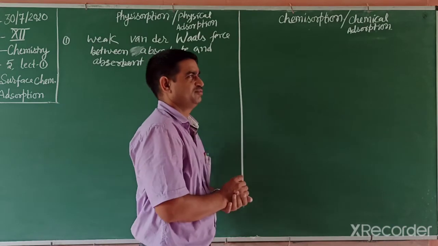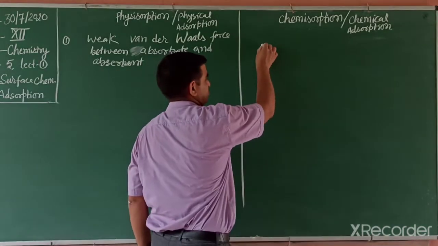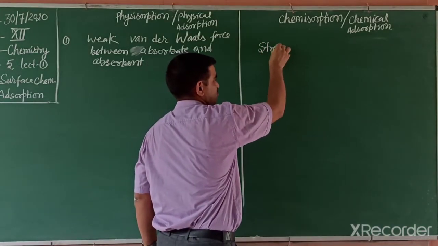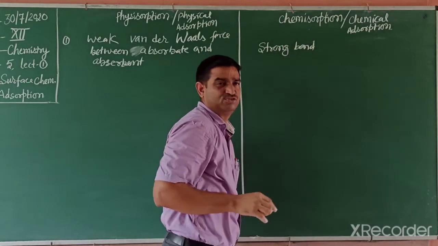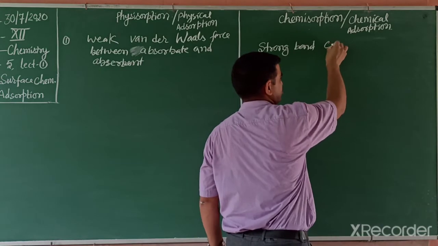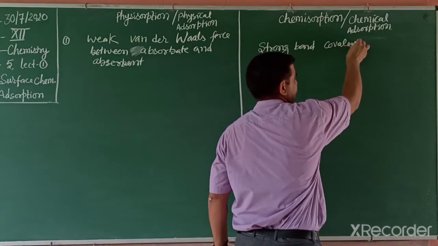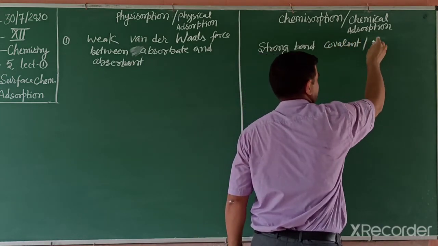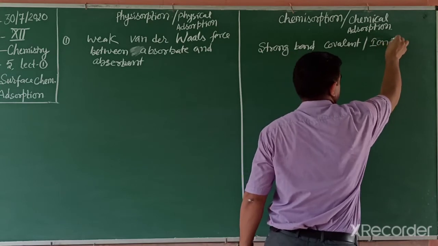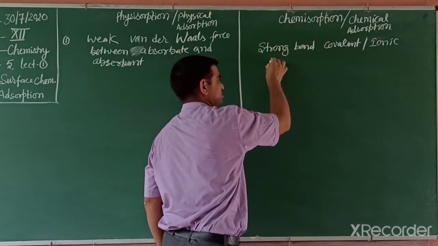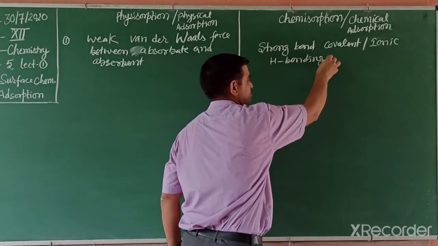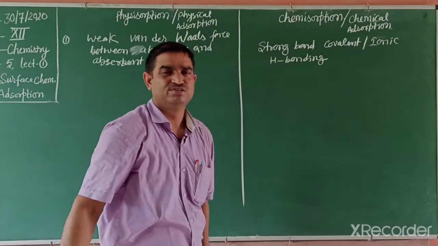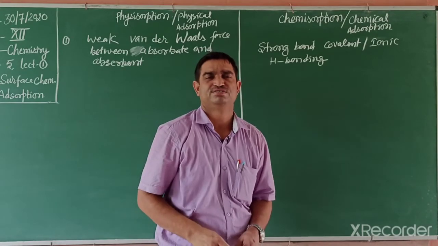In chemical adsorption there is strong bond formation between adsorbate and adsorbent, like covalent bond, ionic bond, or hydrogen bonding. So this is one main difference.